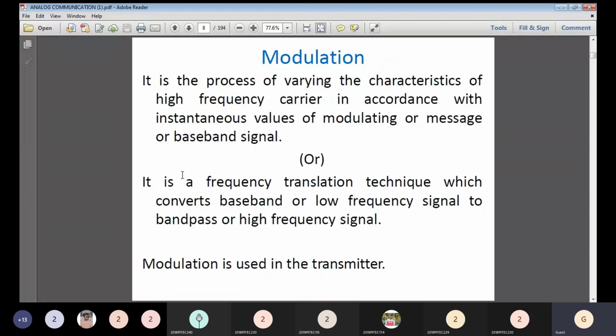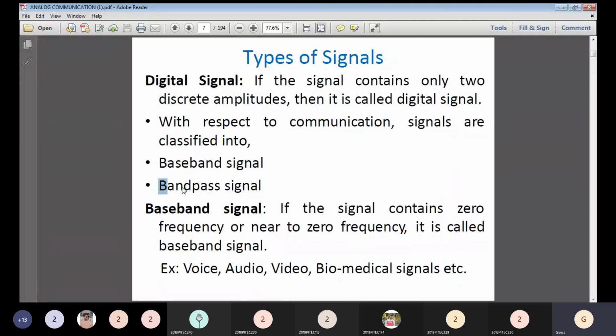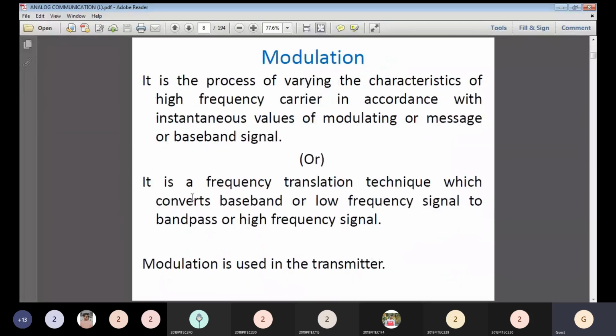After modulation, the signals are called bandpass signals, because the original signals are available in their own frequency range. That is called baseband. Each and every signal has its own base frequency band. So the original signal is called the baseband signal. But for communication purposes, we are doing modulation. During modulation, we are changing the signal. That signal is called the bandpass signal.